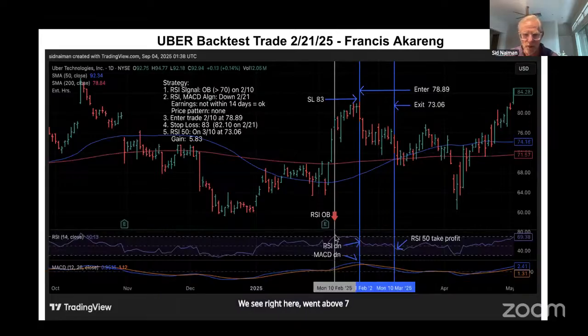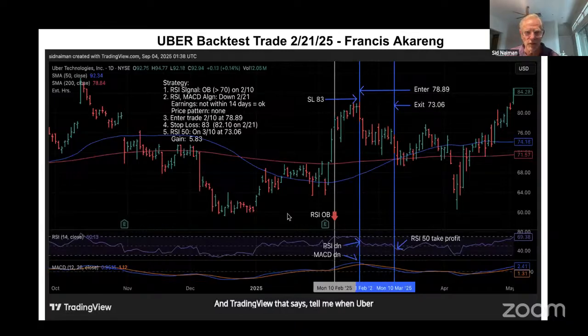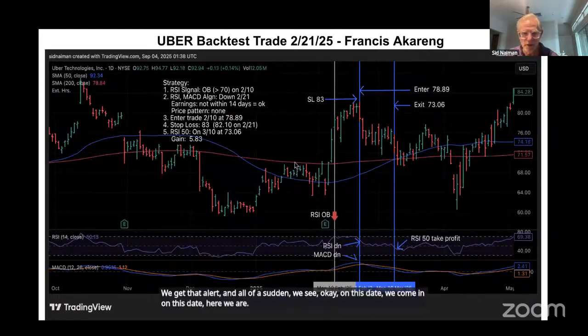So what will happen is we may have Uber on our watch list, or we may have an alert. I could set an alert for Uber in TradingView that says, tell me when Uber goes above 70 or below 30. We get that alert, and all of a sudden we see, okay, on this date, here we are, and we got this overbought signal.